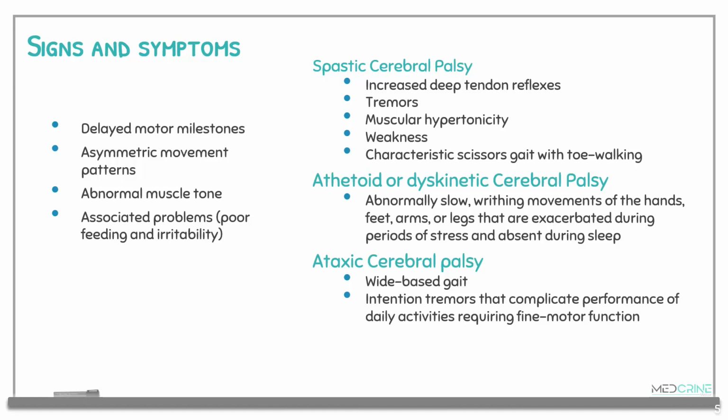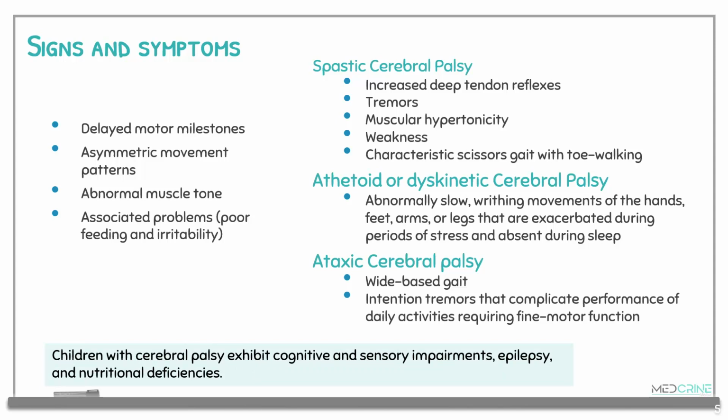The second type, the Athetoid or dyskinetic cerebral palsy, is characterized by abnormal slow writhing movements of the hands, feet, arms or legs that are exacerbated during periods of stress and usually absent when the patients are asleep. The third common type is the ataxic cerebral palsy. Like we said, the patients usually have problems with their balancing and gait. They will present with a wide-based gait and intention tremors that complicate performance of daily activities, therefore requiring fine motor function.